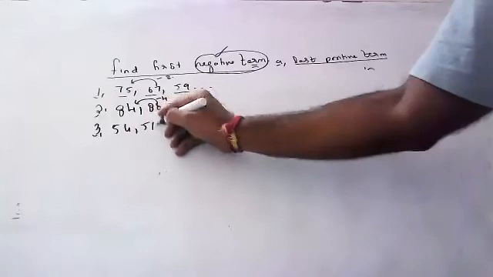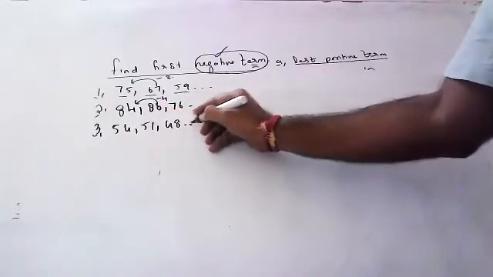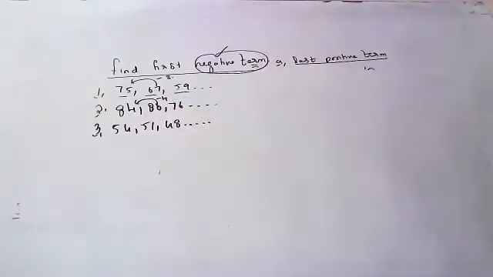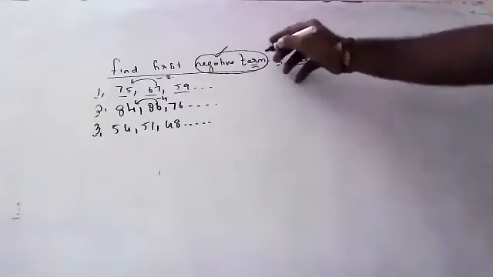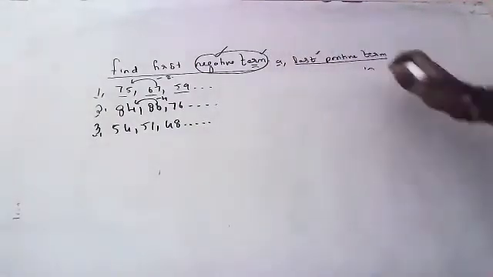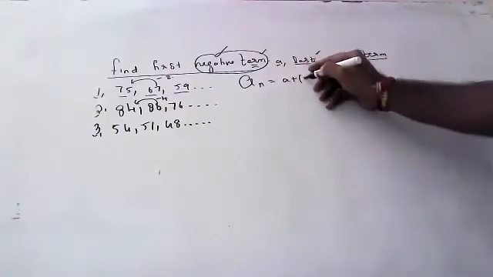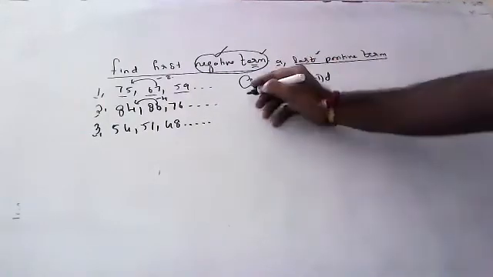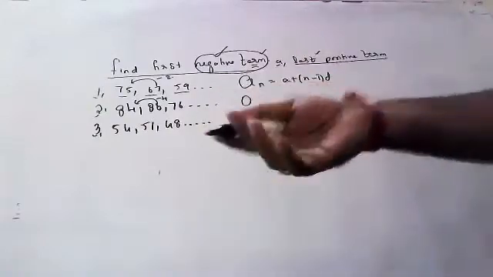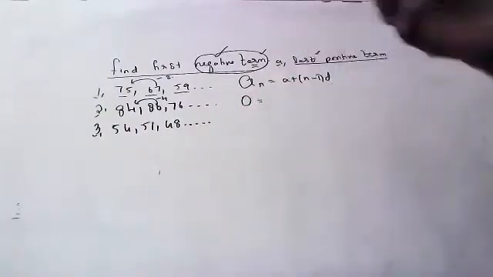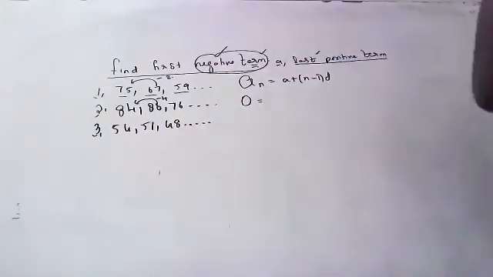$54, $51, $48, and so on. Okay, what is the same, children? Same question. First negative term, last positive term. Procedure is same once again. An is equal to a plus n minus 1 into d. Let us assume 0 may come or may not come. Let us take always 0 as our reference, children, because after 0 only negative will start.